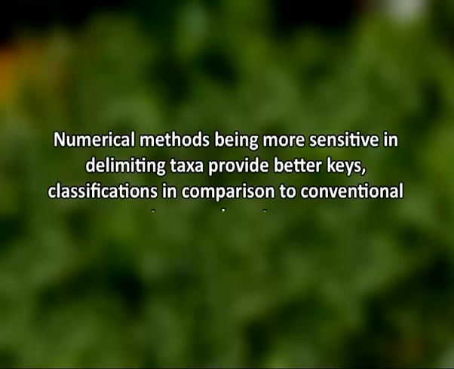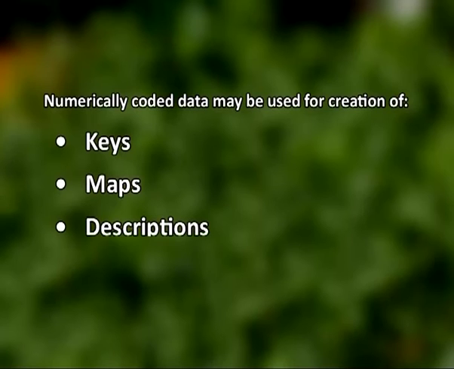The numerical taxonomic methods, being more sensitive in delimiting taxa, provide better keys and classifications in comparison to the conventional taxonomic systems. Numerically coded data may be used easily for creation of keys, maps, descriptions, catalogs, etc., with the help of existing electronic data processing systems in herbaria and other taxonomic institutions.